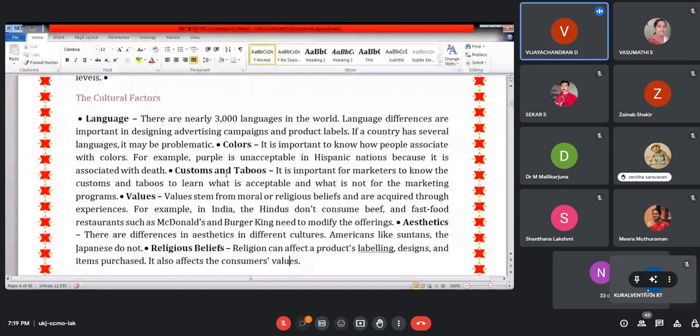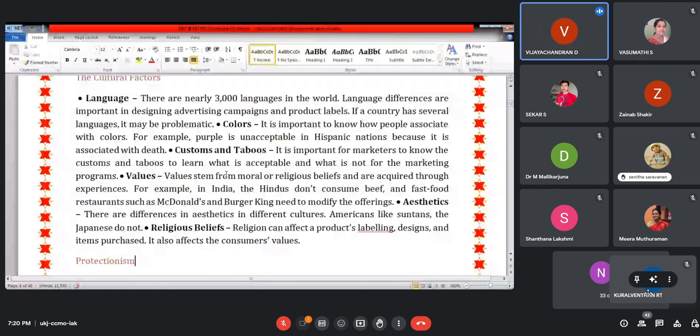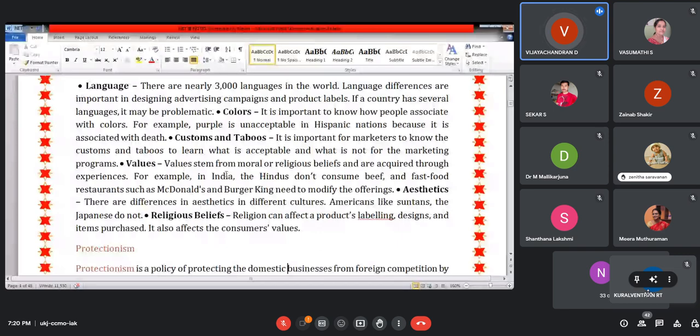Also the customs. The marketer has to know the customs of the people. In India, there are some customs, you know. In the morning we go for prayer, or on Sunday we go for church. Certain customs are there, so they have to study the customs in order to trade in other countries. The values, the beliefs. Certain beliefs in India, the Hindus don't consume beef, or fast food restaurants. I will say cappuccino, I think. Cappuccino could not get a market in South India.